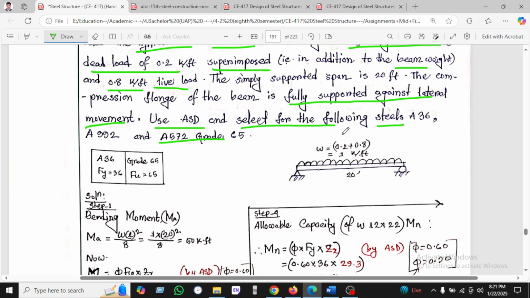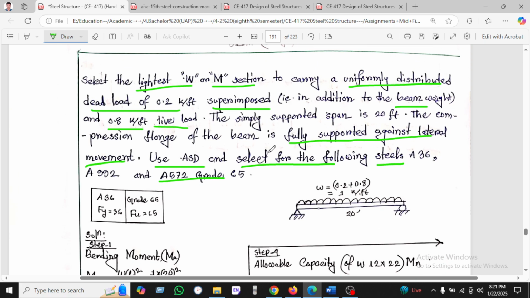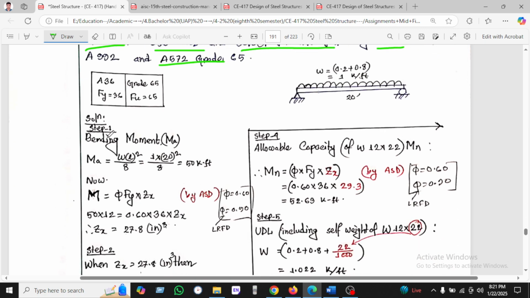If the figure is not given, then we can draw the figure based on the information. You can see the dead load is 0.2 and the superimposed load is also 0.8. It could be floor finishing, or something else which is superimposed. Okay, so for the bending moment, we know it is WL squared by 8.